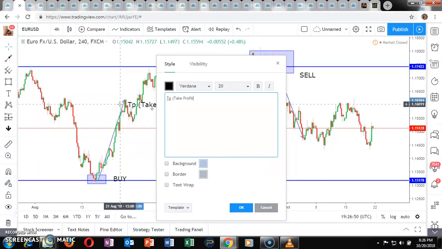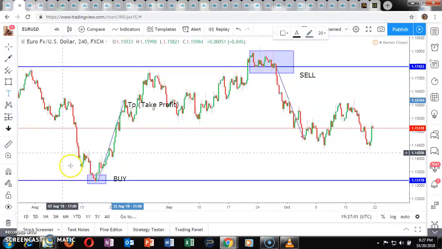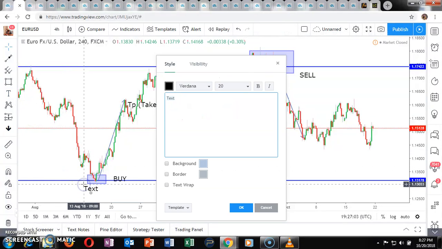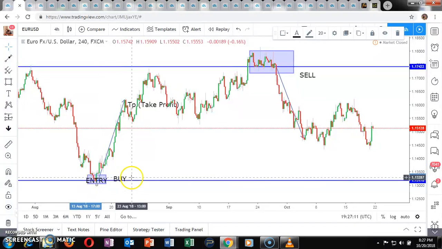I love to label my charts, so once I open my laptop and look at them, I know what I'm doing. That's take profit. And here you enter the market, so I'll just call this, here we call this entry, right? So this here is your entry.